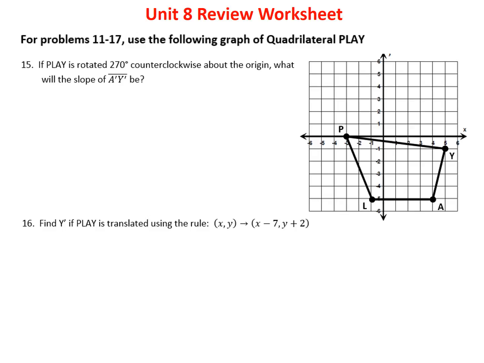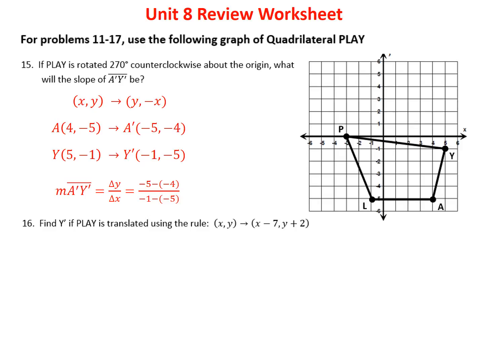15 says if the figure is rotated 270 degrees counterclockwise about the origin, what will the slope be? Well, in this case, once again, let's figure out what the points are going to be. xy becomes y, minus x, so they switch and the x changes. So A, the point 4, 5, if I turn them around, I get 5, 4, and then I'm going to switch the 4 to minus 4, so I end up with negative 5, negative 4. Y, on the other hand, switch them first, 1, 5, and then the second one becomes negative, so negative 1, negative 5.